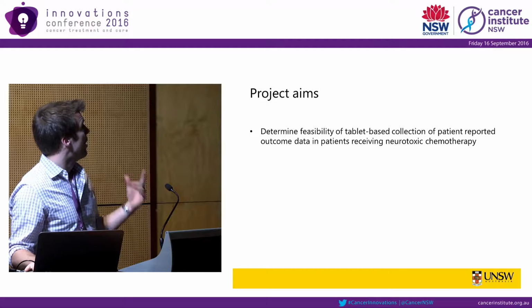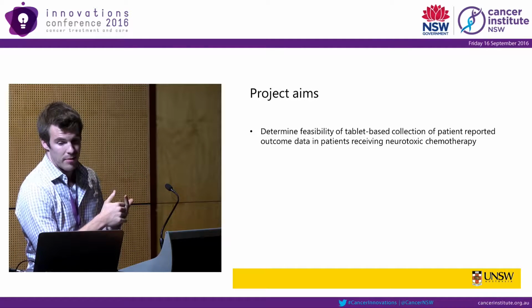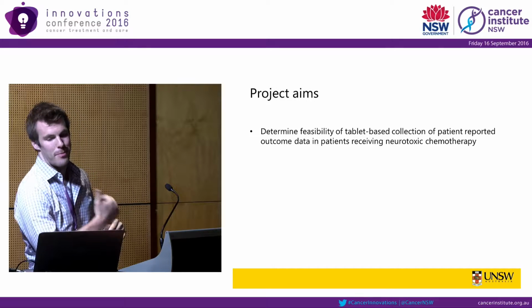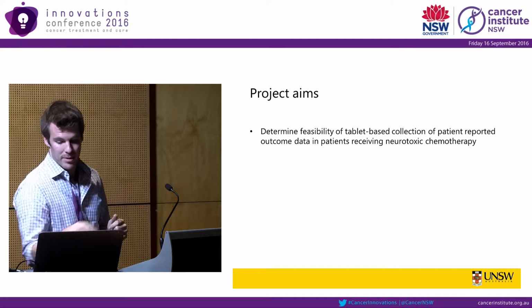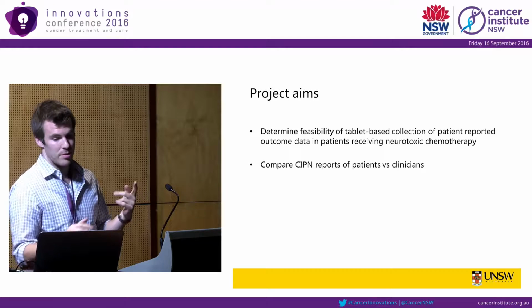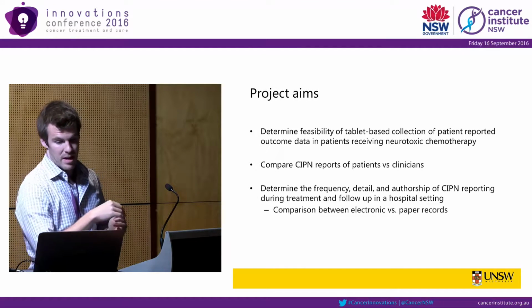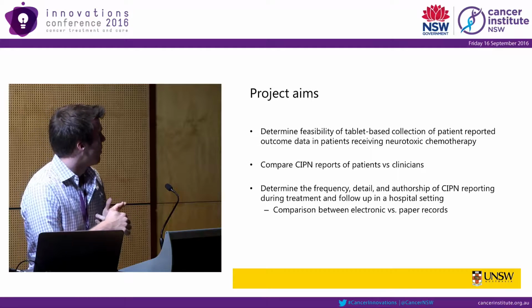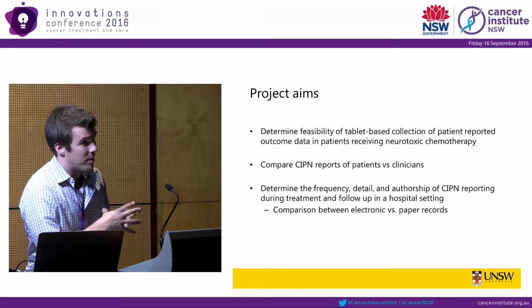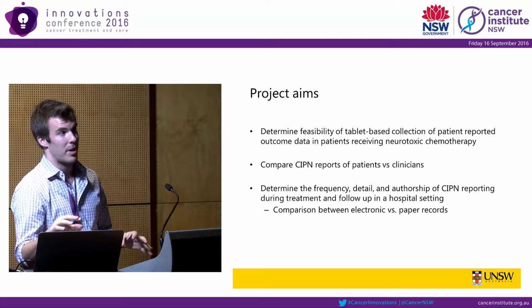With that background, we had the following three aims. The first was to determine the feasibility of a tablet-based collection method of patient-reported outcome data in patients receiving neurotoxic chemotherapy. The second was to compare CIPN reports of patients versus clinicians. And finally, to determine the frequency, detail, and authorship of CIPN reporting during treatment and follow-up in a hospital setting, specifically looking at a comparison between electronic and paper records.